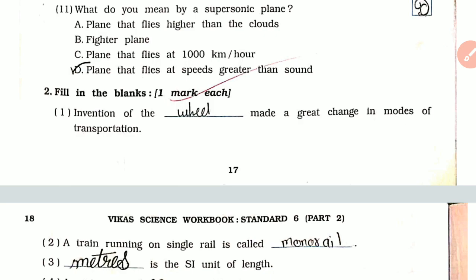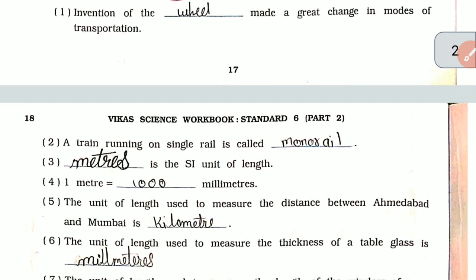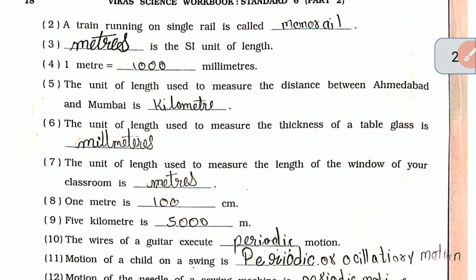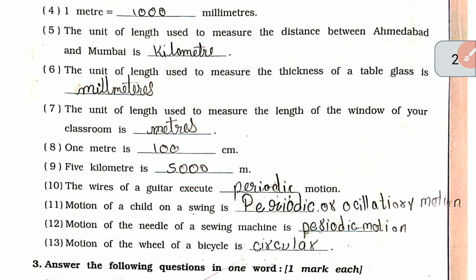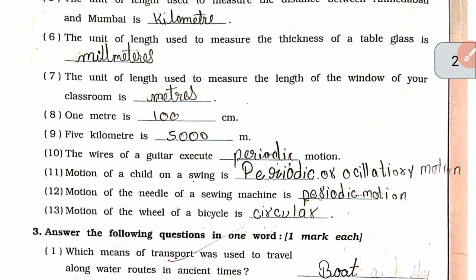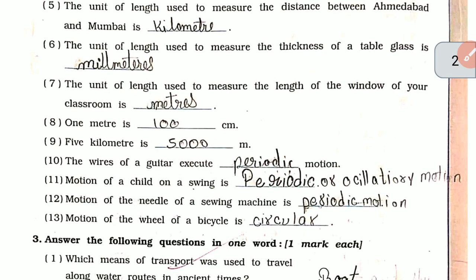Question number 2, fill in the blanks. Number 1, invention of the wheel made a great change in modes of transportation. A train running on a single rail is called monorail. Third number, meter is the SI unit of length. Fourth, 1 meter is equal to 1000 millimeter. Fifth, the unit of length used to measure the distance between Ahmedabad and Mumbai is kilometer.